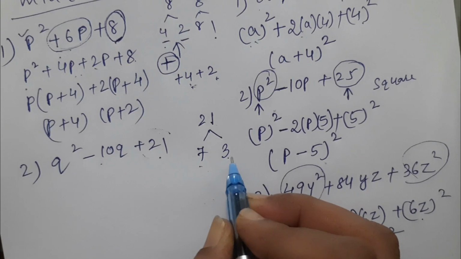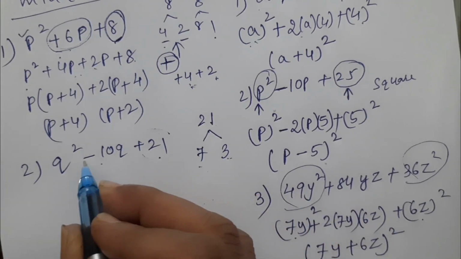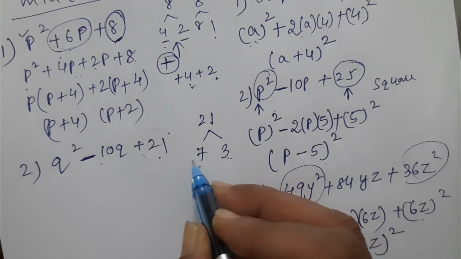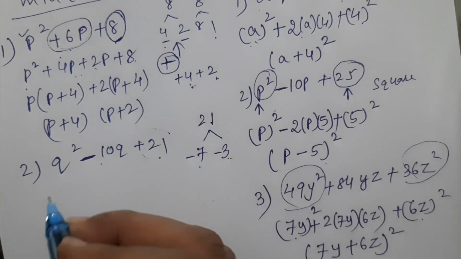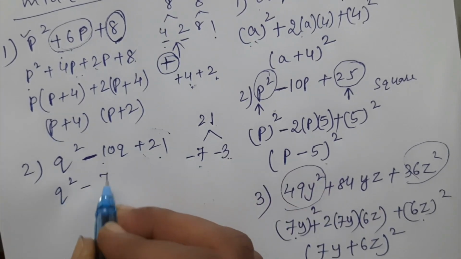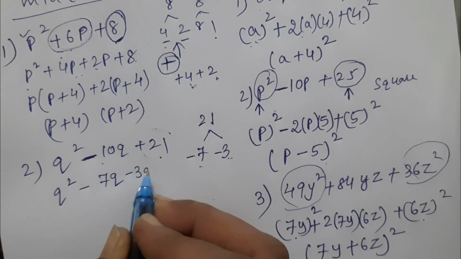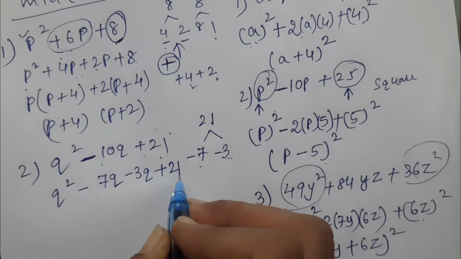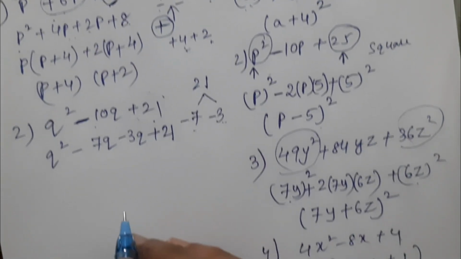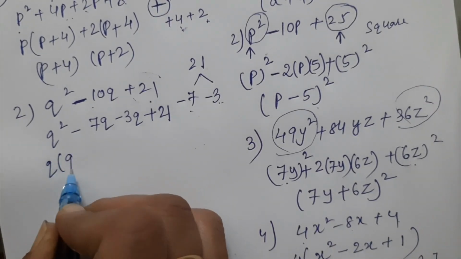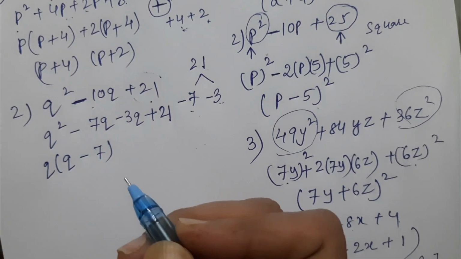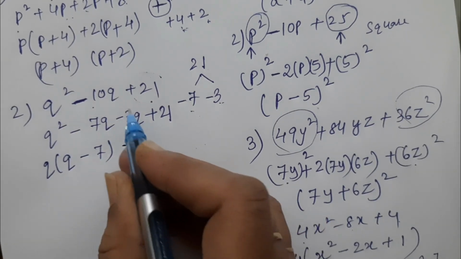So when by addition we are getting the middle number, whatever sign is there in the question, that is to be given to both the numbers. So here it is q square minus 7q minus 3q plus 21. Now q is common there. So take q common. q minus 7 is one of the factors. Minus 3 taking again common.